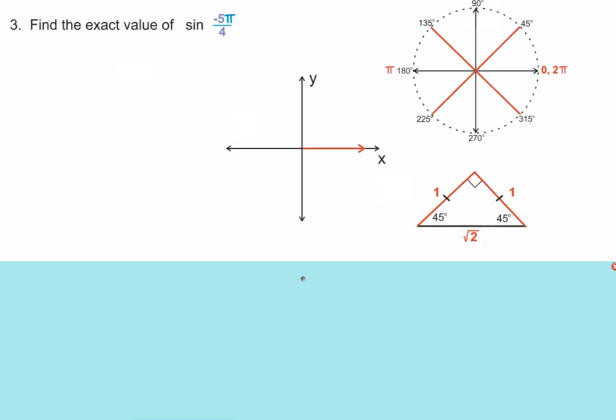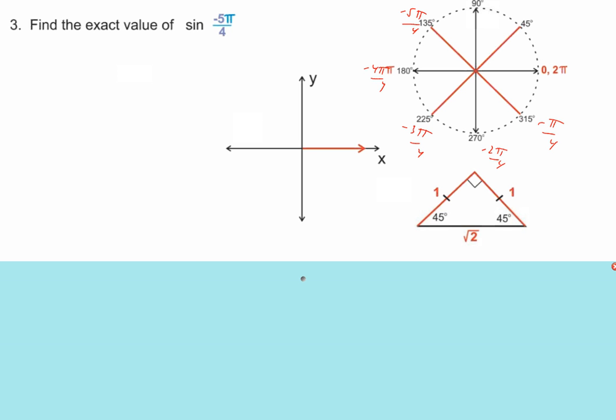1, 2, 3. Okay, so square root of 2 over 2. You know, on this one, you got to count backwards because it's negative. So this is negative 1/4, negative 2/4, negative 3/4, negative 4/4. So negative 5/4 is right here.